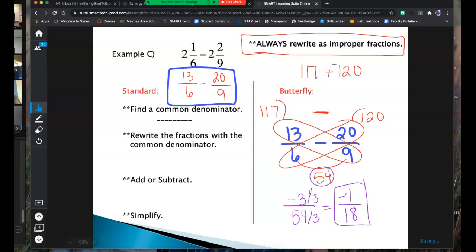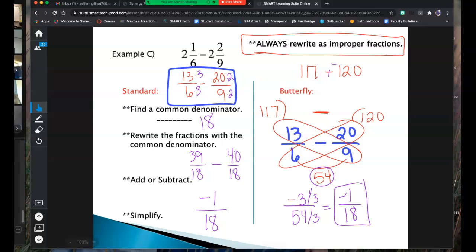Now, if you would have used the standard method, some of you who like the standard method might have seen that 18 is a common denominator. So you could have written these fractions as both a number over 18. 6 times 3 is 18 and 13 times 3 is 39. 9 times 2 is 18 and 20 times 2 is 40. And then when you do 39 minus 40, you get negative 1 over 18. So you get the same answer, you just didn't have to simplify at the end. It's not really hard to simplify though. Questions on that?